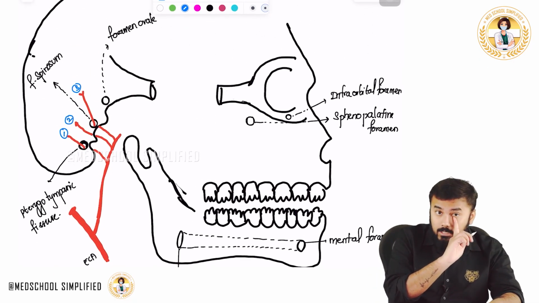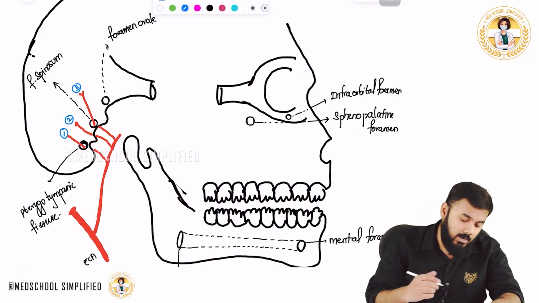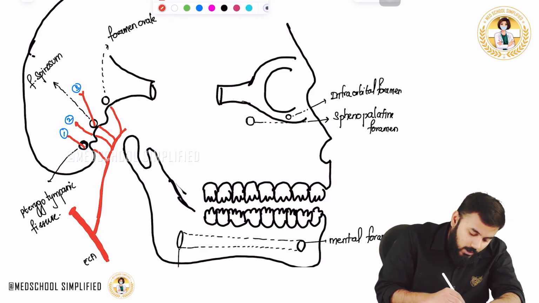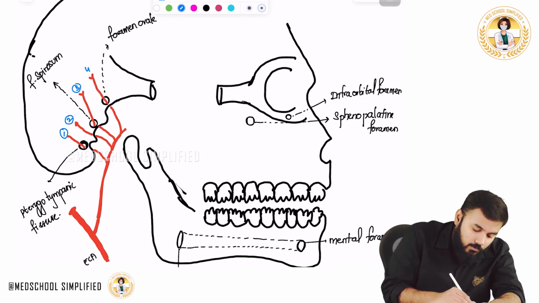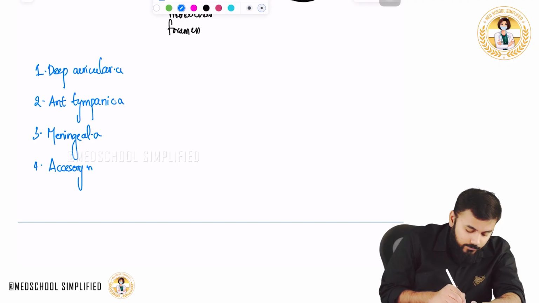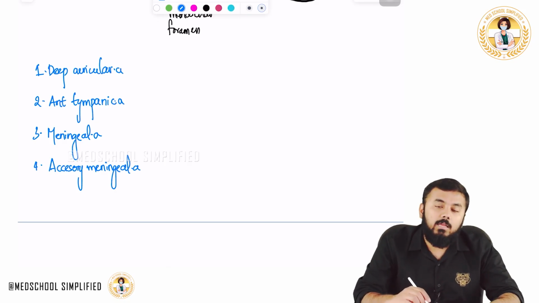Meningeal is one branch. Next, in front of meningeal, we have got another branch called accessory meningeal artery. For example, you see this particular artery. This artery is passing through foramen ovale like this. So this artery over here is artery number 4, and this artery is called your accessory meningeal artery.